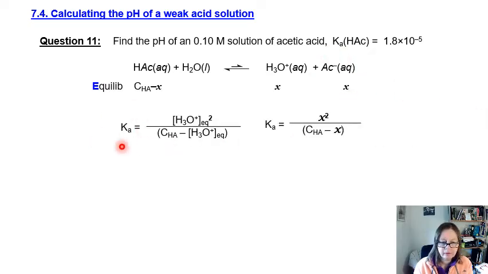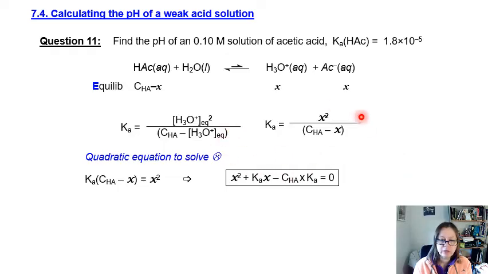Again, we can write the expression for Ka. It's going to be the concentration of H3O+ squared, since these two are the same, over the nominal concentration minus the concentration of H3O+, since x equals H3O+. So we can again write our expression of Ka as being x squared divided by the nominal concentration minus x. What we want to solve for is x. x is the concentration of H3O+.